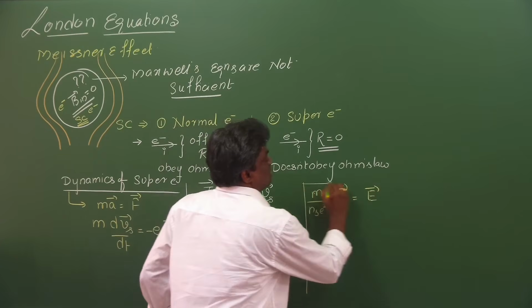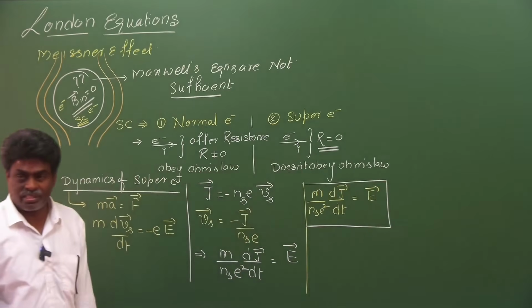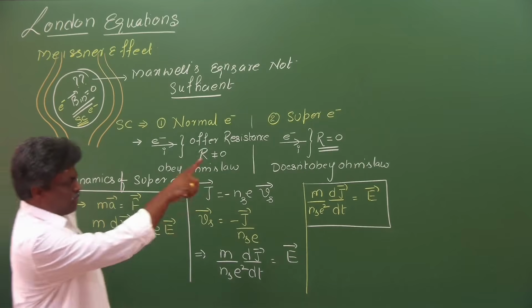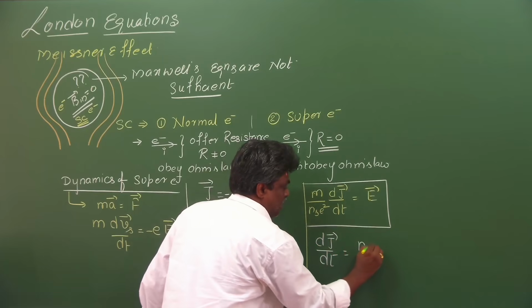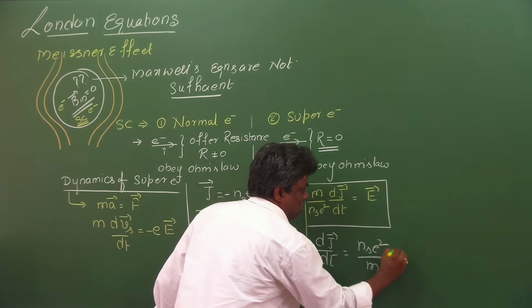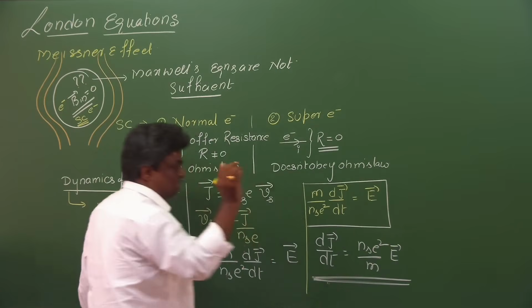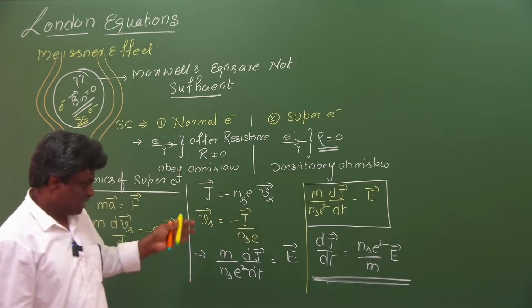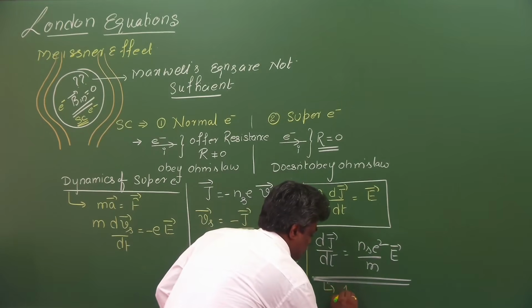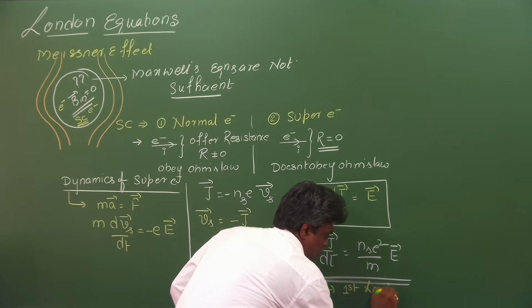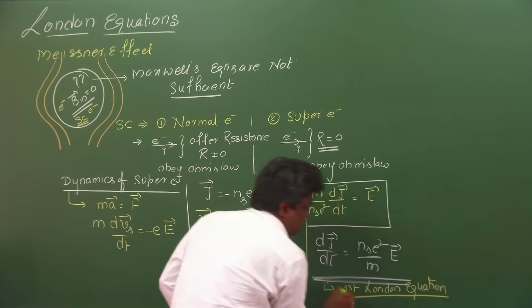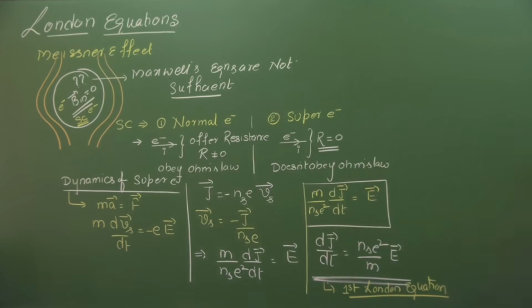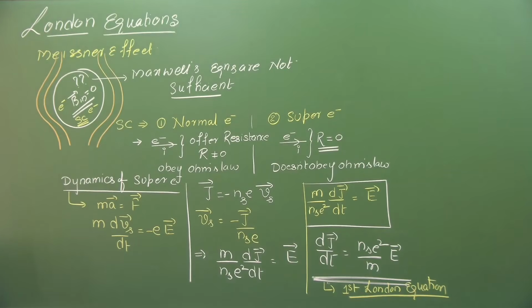This is called the first London equation. If you want, you can bring that to the other side also: dJ bar by dt equal to Ns e square by m E bar. That's good. This is the first London equation. Come on, write it down. So Maxwell's equations are not sufficient. That's why we are going to define the new set of equations called London equations.